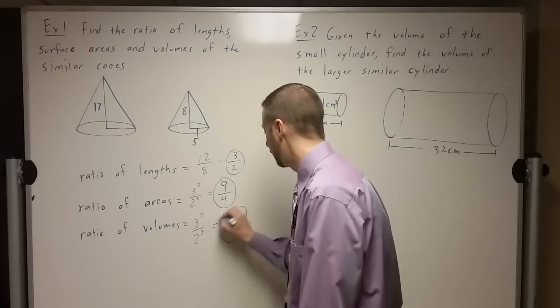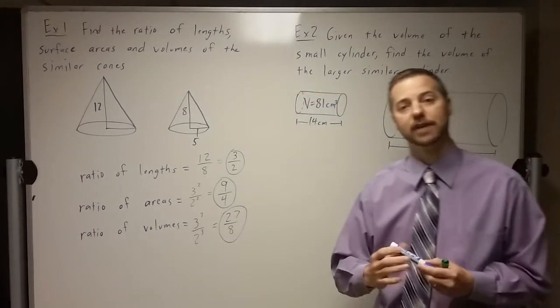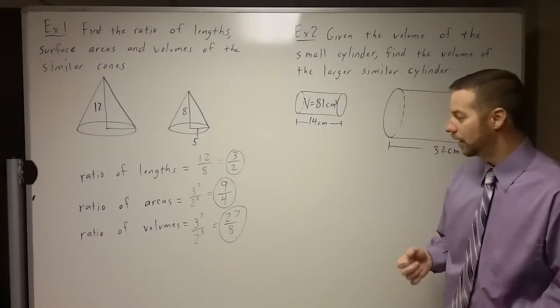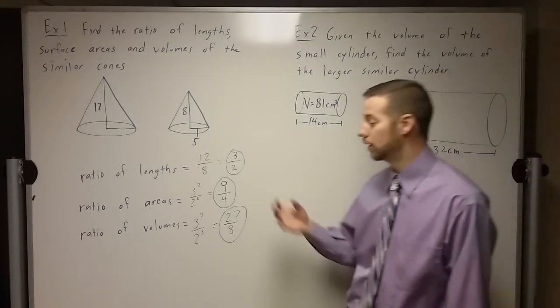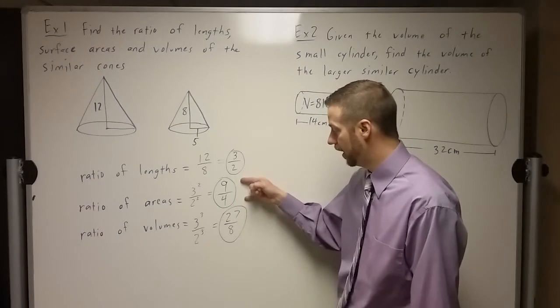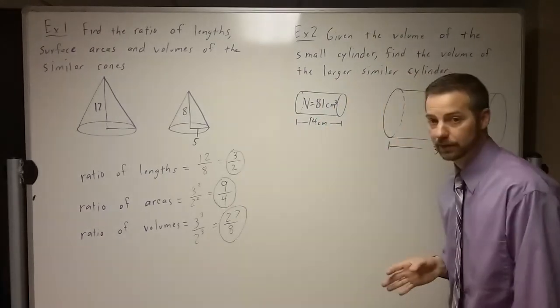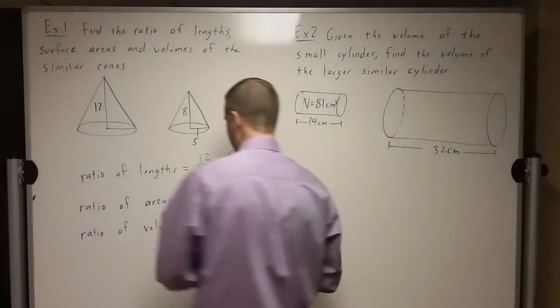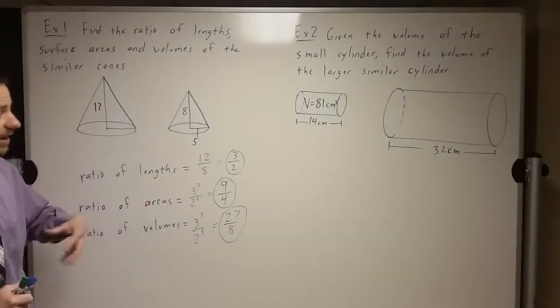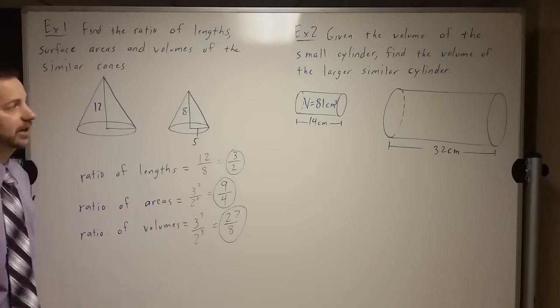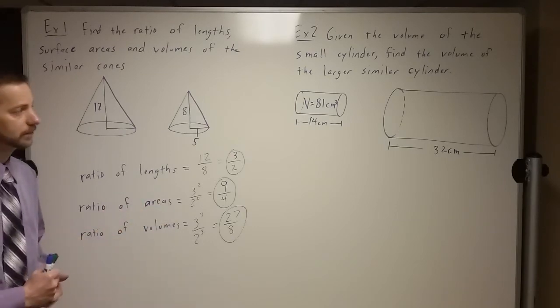So the ratio of volumes would be 27 to 8. All right, so there's how we find the ratio of lengths, areas, volumes. Square it for the areas, cube it for the volumes, and that's our ratios. Now let's put this to use, because this one is just kind of practice on how we get those. In a practical example, it might look a little bit more something like this.